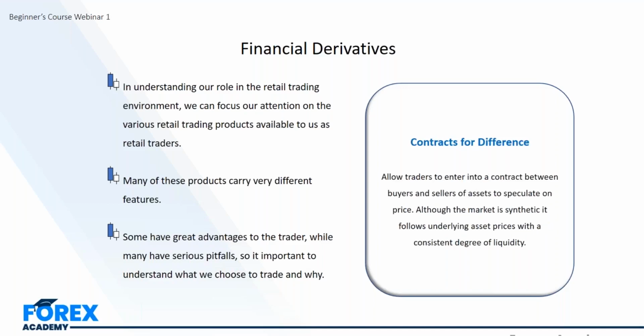Contracts for difference allow traders to enter in a contract between buyers and sellers of an asset to speculate on price. Although the market is synthetic, it follows underlying asset prices with consistent degree of liquidity. So there is a fantastic level of participation in the CFD market, and it would be the closest, we would say, that follows indicatively and relatively any asset that you're actually trading.